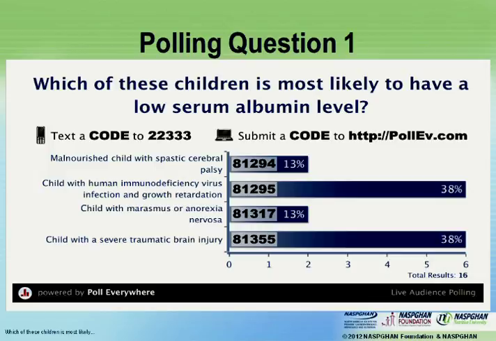Surprisingly, there are studies of the first 3 which show that these kids all have normal albumins. The kid with spastic CP, the kid with HIV and growth retardation, child with marasmus and anorexia nervosa. If you are in the PICU, when you go back home, go and look at the kid with a significant traumatic brain injury. The odds are that that kid is producing a whole bunch of acute phase reactants and has decided not to produce any albumin for a while. So that's why that kid has a low serum albumin. Okay? So this is something to remember.